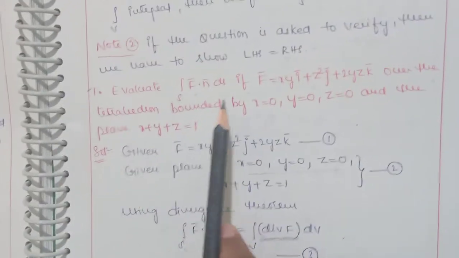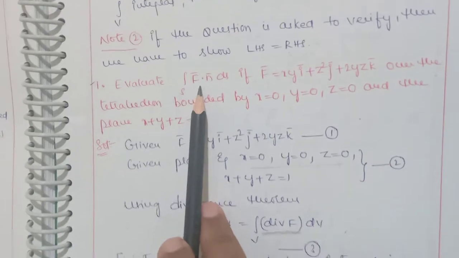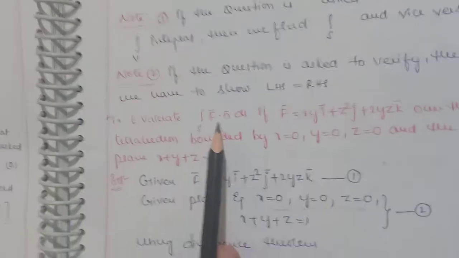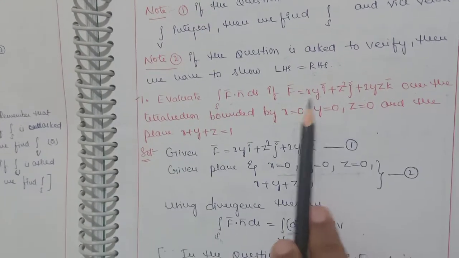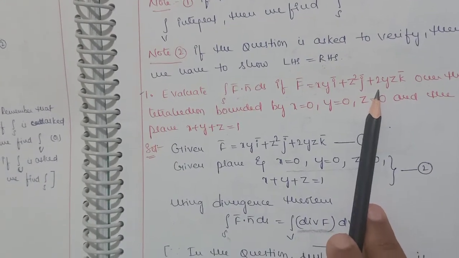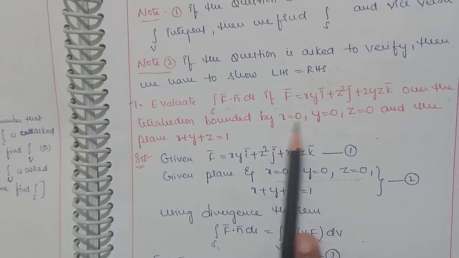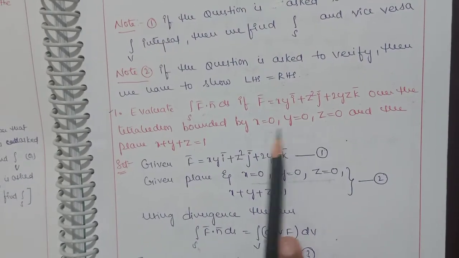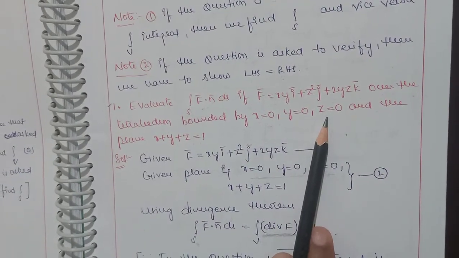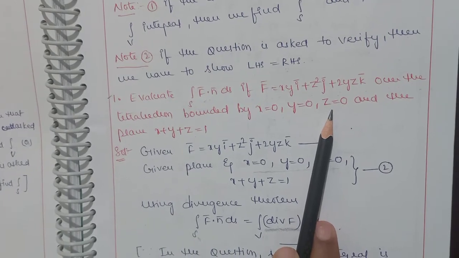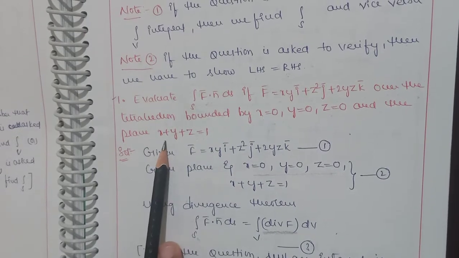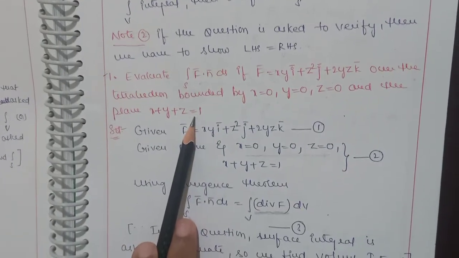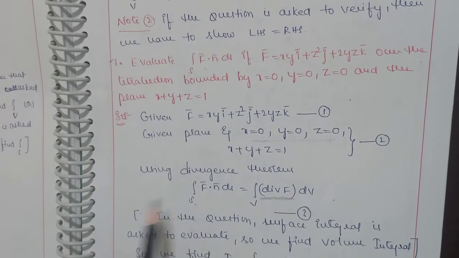So coming to the given question here, the question is asked to evaluate surface integral, means you have to find out the volume integral here. Then f bar is given directly in terms of i, j, k. Then the plane equations are given x is equal to 0, y is equal to 0, z is equal to 0, means the lower limits are given for x, y, z as 0. Now with the help of your plane equation x plus y plus z is equal to 1, you have to calculate the upper limits.